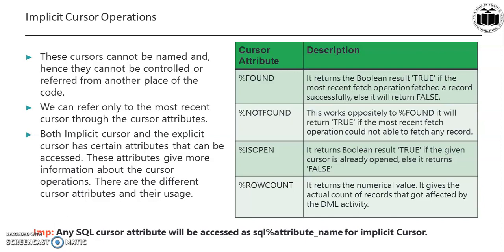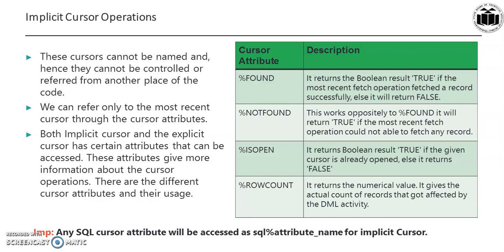So we can refer only to the most recent cursor through the cursor attributes. It means we can refer only to the most recent SQL operation, or the impact of the recent SQL operation, with the help of cursor attributes. Both implicit and explicit cursors have certain attributes that can be accessed. These attributes give more information about the cursor operations. There are different cursor attributes and their usage, so let's discuss them one by one.